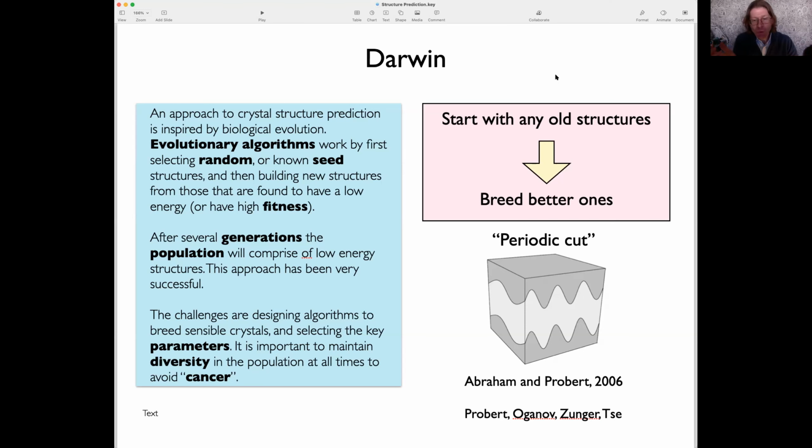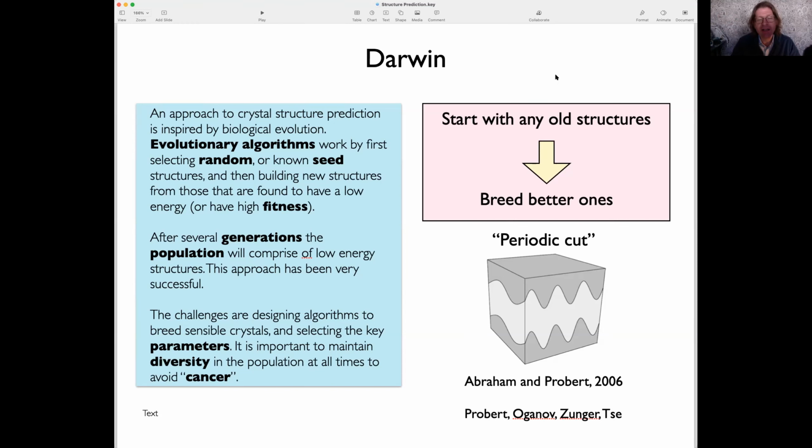It's easy to say in words what you do. I think if you think about it for very, very long, you realize it might not be quite so straightforward to know how to breed a new crystal structure. How do you cut a crystal structure and stick it back together again in a meaningful way without making the energy of the structure ridiculously high?